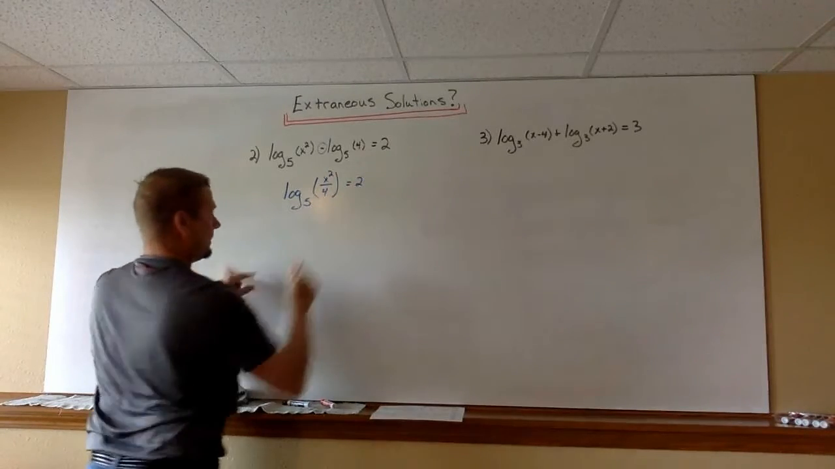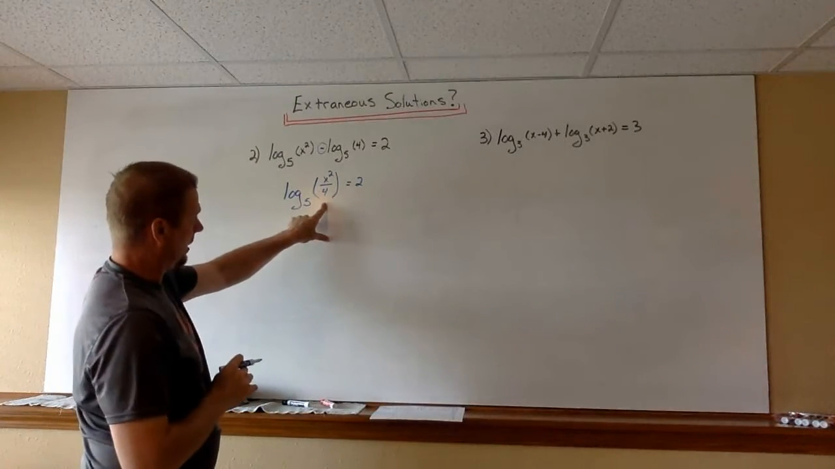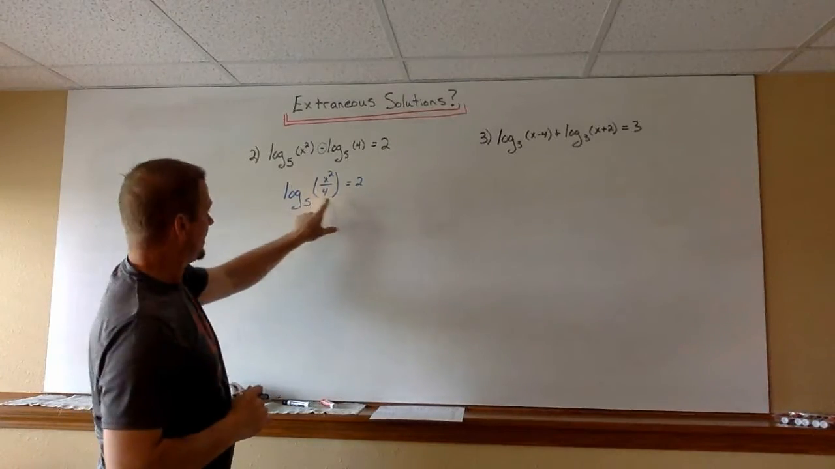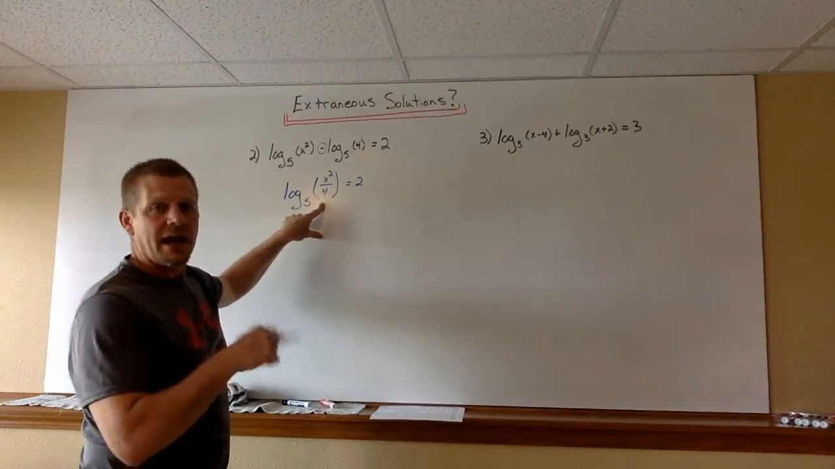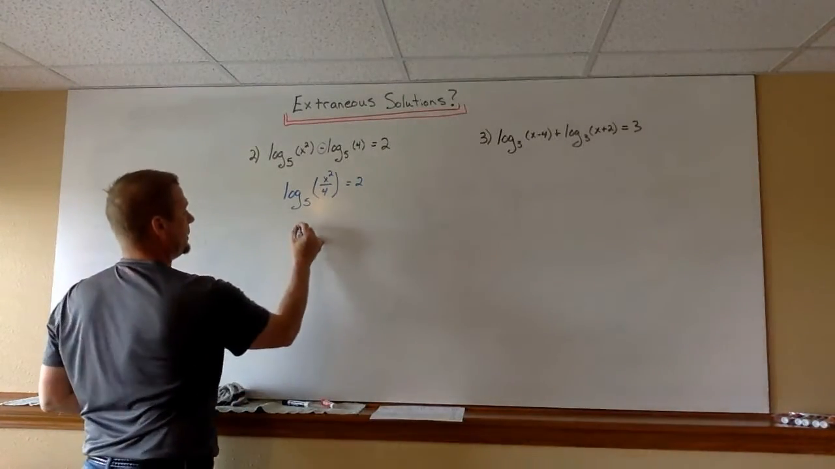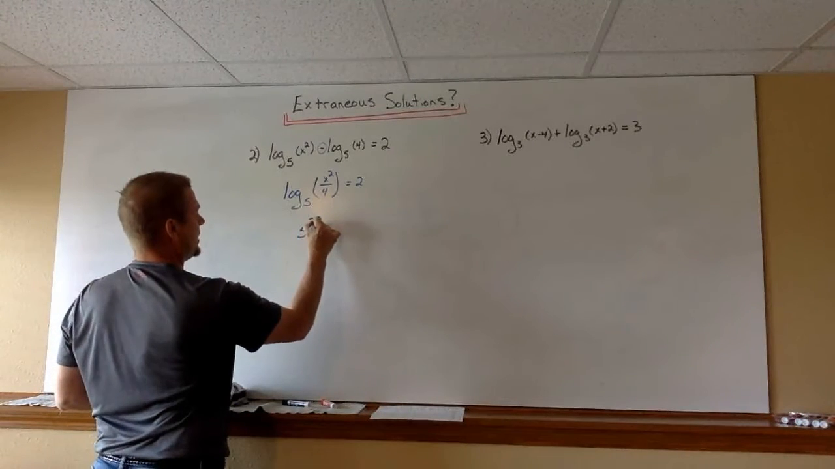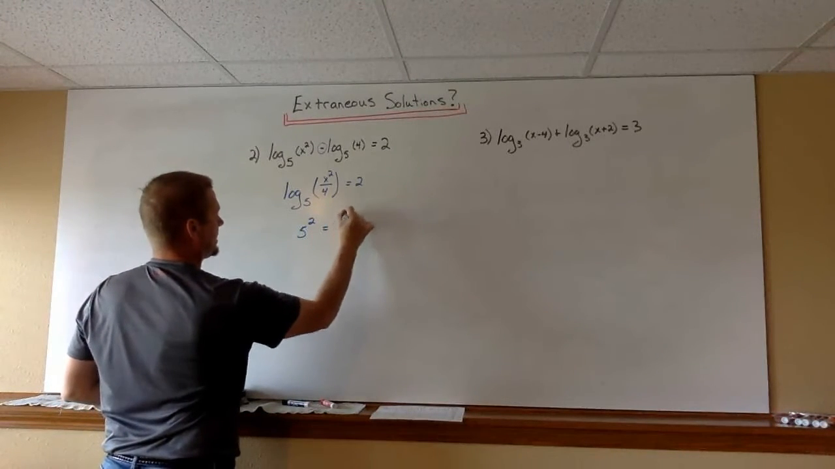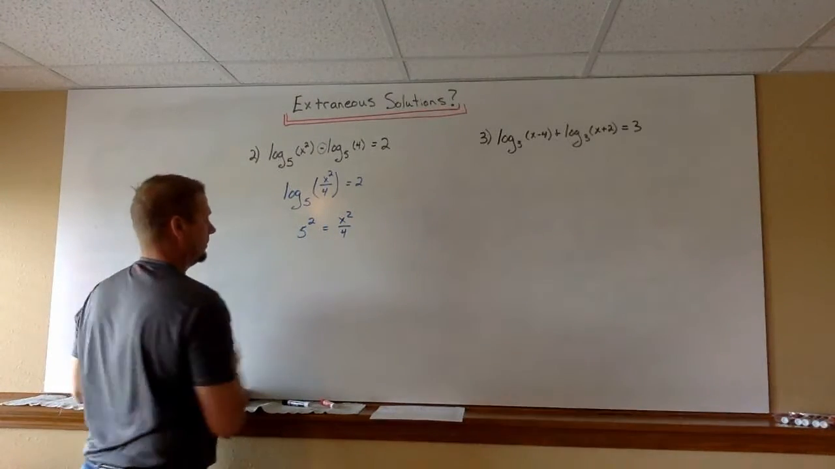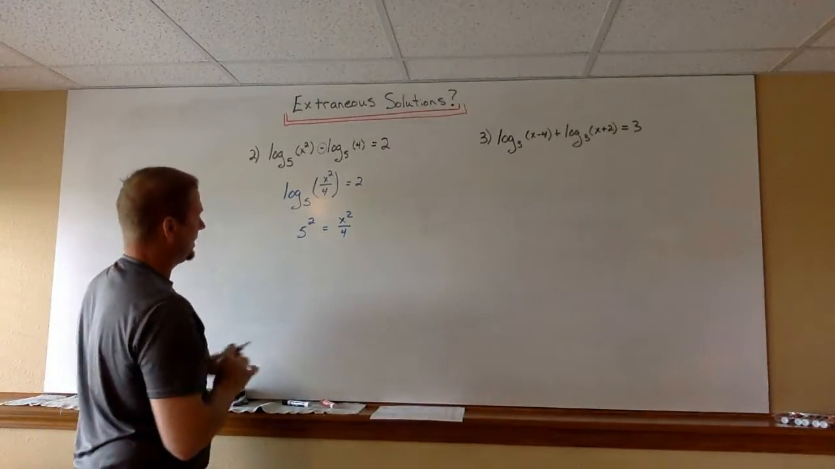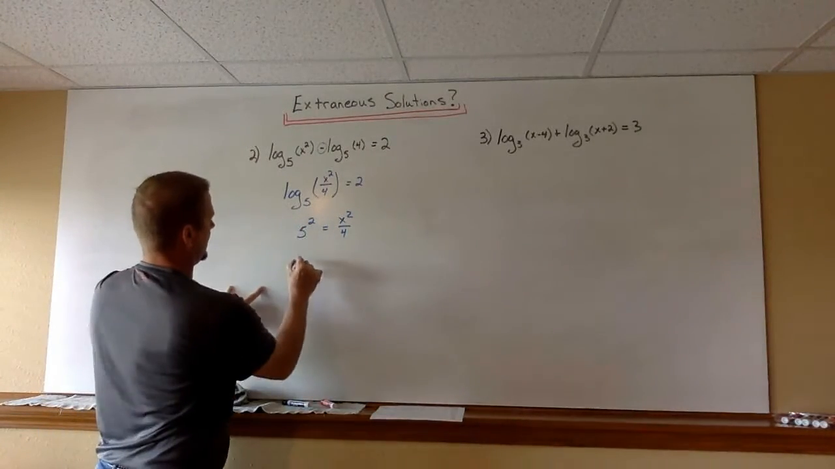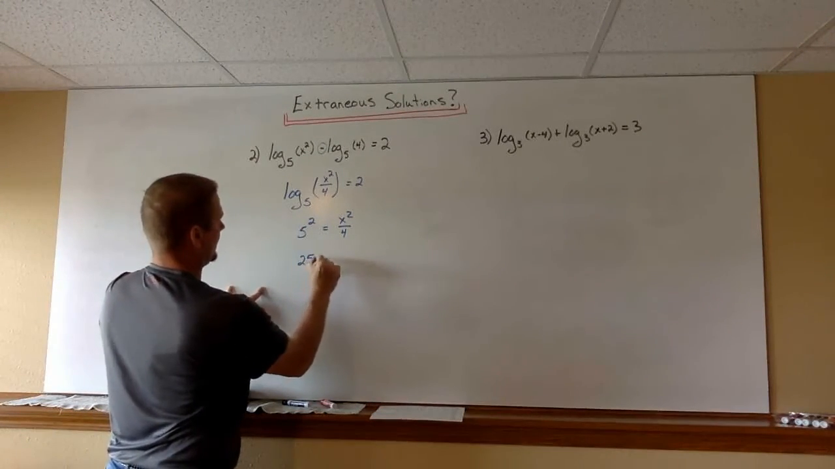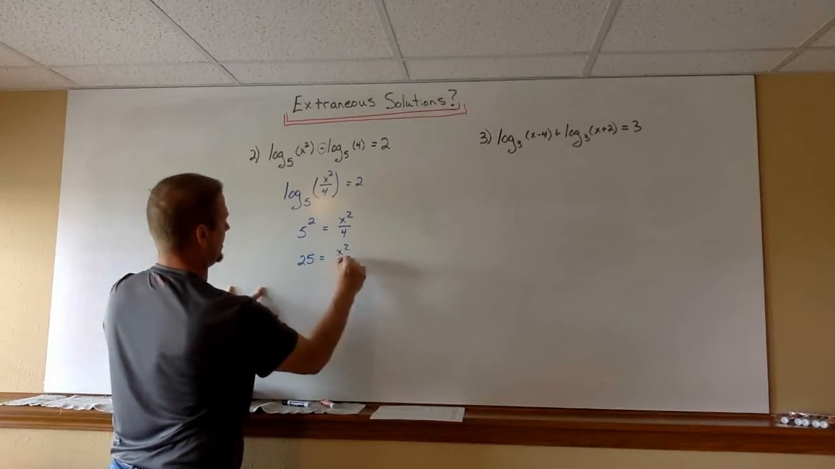That equals 2. Now I'm down to 1 log, equaling a number, and there's a variable in my log, so now I'm going to rewrite it. I'm going to rewrite it to 5 squared equals x squared over 4. Now I'm going to solve this. I know 5 squared is 25. That equals x squared over 4.